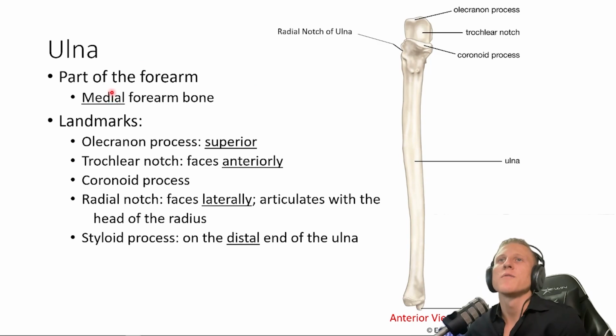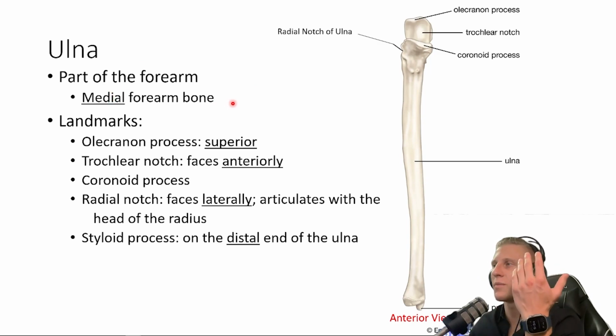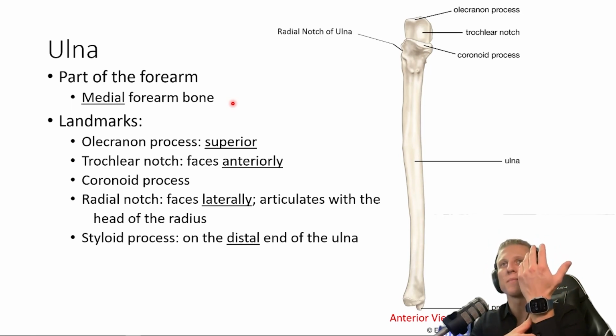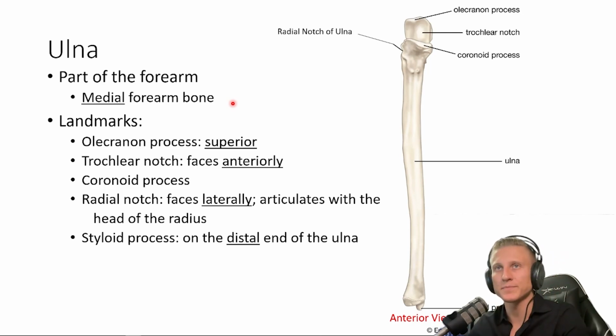All right, the ulna forms the medial portion of the forearm. So if you're holding your arm in front of you, it's going to be towards the middle surface, right? Okay. This guy right here on the pinky side is another way to remember it. In terms of landmarks, we have the olecranon process, which we already noted before. This is the majority of the stability for your elbow.